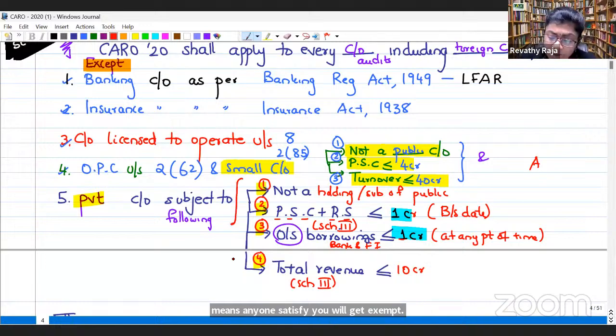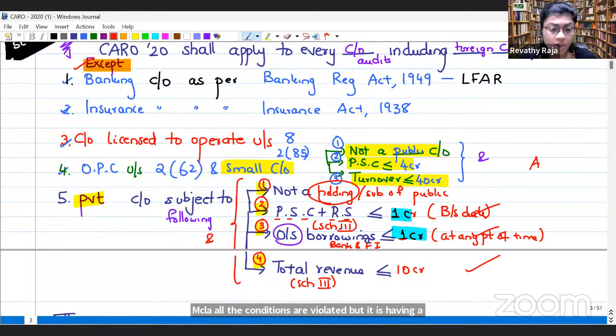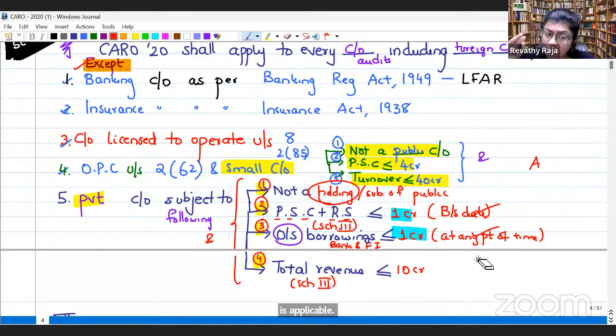All the 4 conditions are cumulative. Cumulative means all conditions should be satisfied for getting the exemption. So even if one condition is violated, all the conditions are violated, but if it is having a holding company as a public company, then Caro is applicable. Did you understand that condition?